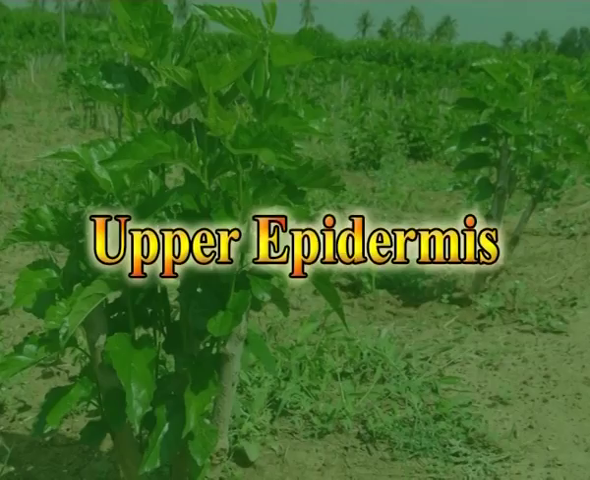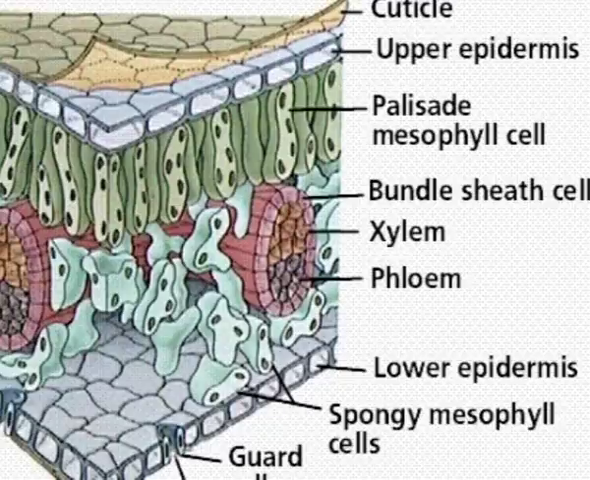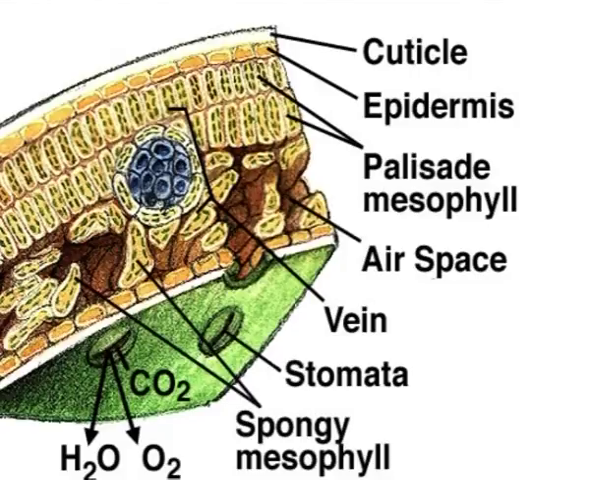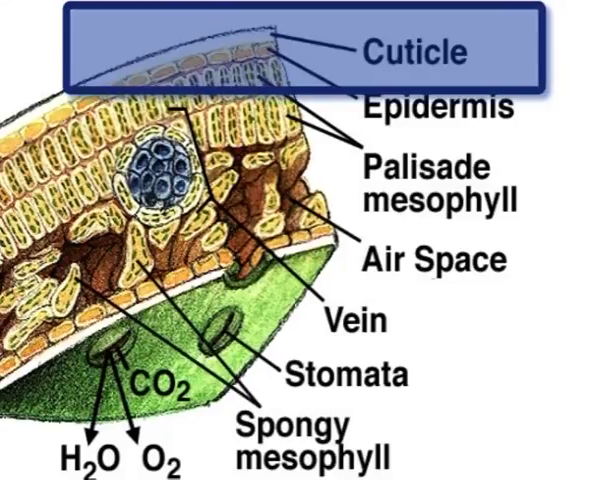Upper epidermis. It is made up of a single layer of cells having wavy margin. They are arranged compactly to each other without intercellular spaces. These cells lack chloroplasts. The epidermis is externally covered by a thick layer called cuticle.